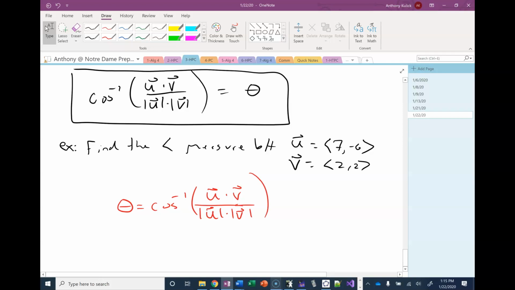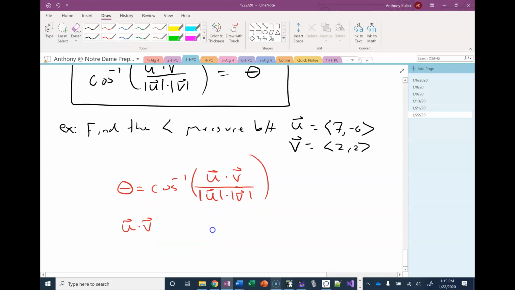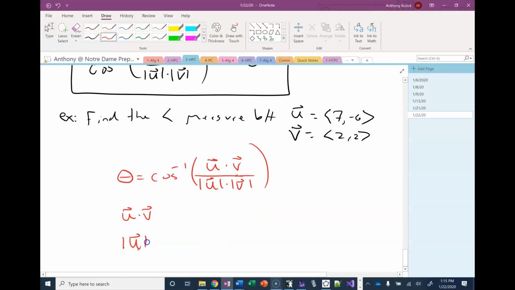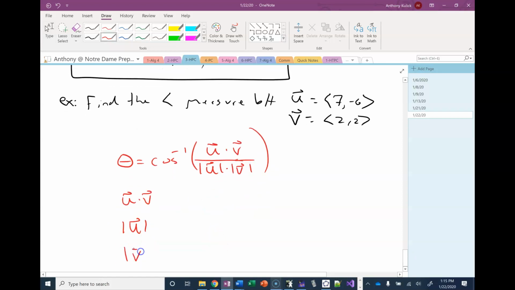All right. So to use this formula, I need three things. I need the dot product of u and v. I need the magnitude of u. And I need the magnitude of v. All I'm doing is taking this piece and this piece from my formula and doing it as separate steps, so it's less messy.